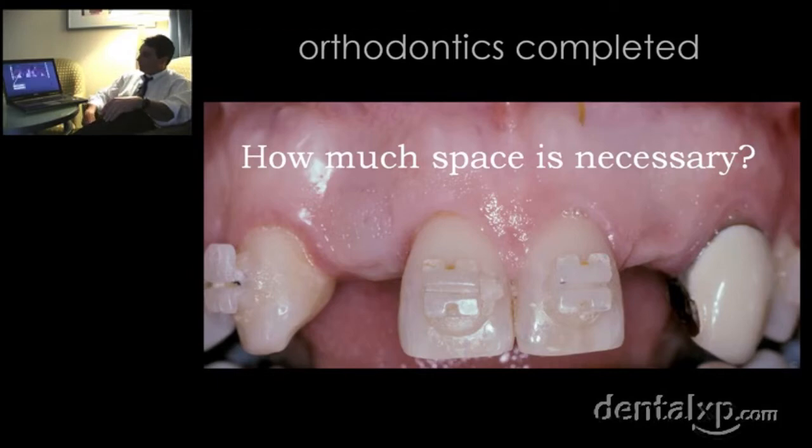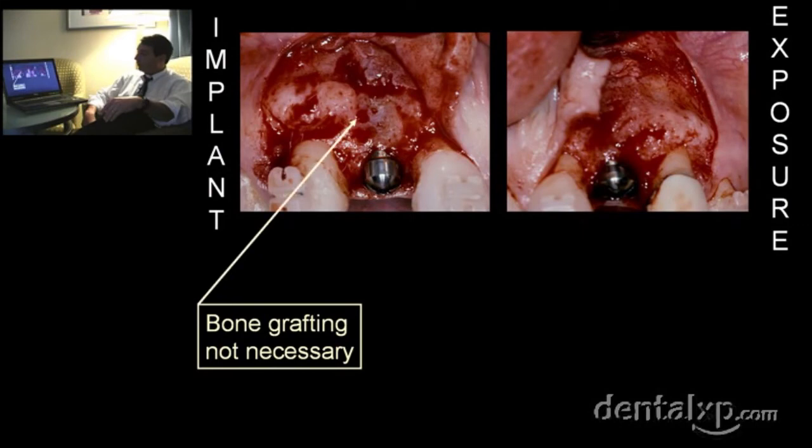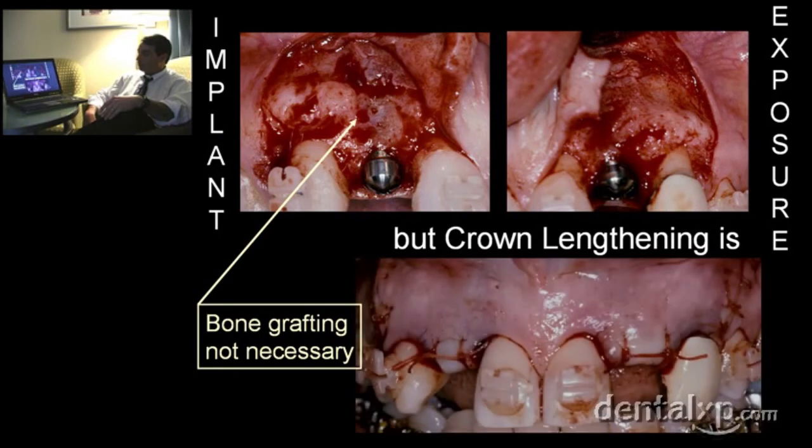Here we have placed our implants, and we're now going to go ahead and expose the implants. And you can see that bone grafting is not necessary. We have a tremendous amount of bone present in the areas of the lateral incisor, especially the upper right one. And the reason that's the case is because this patient had the canine move distally from that spot, and you can see the amount of bone that we have.